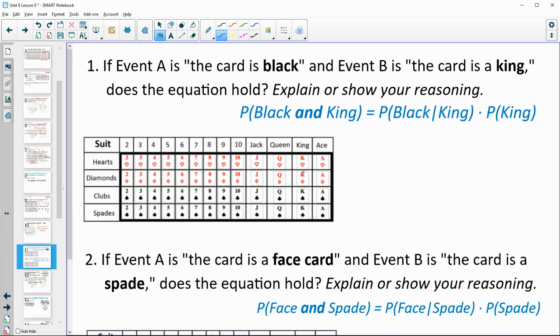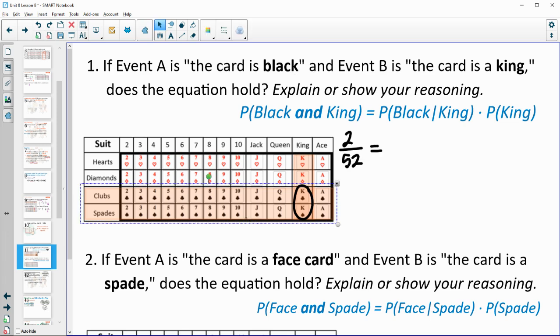So let's take a look in our sample space and look at how many cards are black and a king at the same time. So all of these are the black cards. How many of those are kings? So that we can see where these overlap. And so we see that they overlap 2 cards out of the 52. So we know that 2 out of 52 cards are going to be black kings.